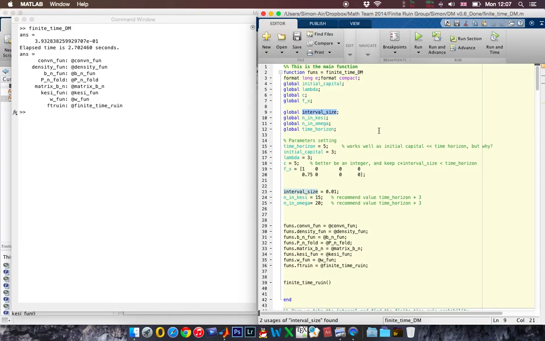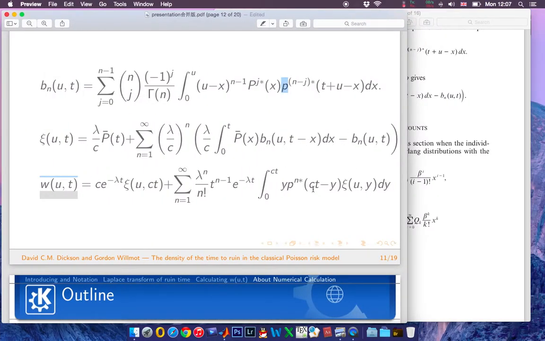We also choose the interval size, as I just mentioned before, for how we approximate the integrals. The smaller the interval size, the more accurate we are in approximating each of these integrals. And in our algorithm, we choose the same interval size for at least these three integrals we are going to approximate.